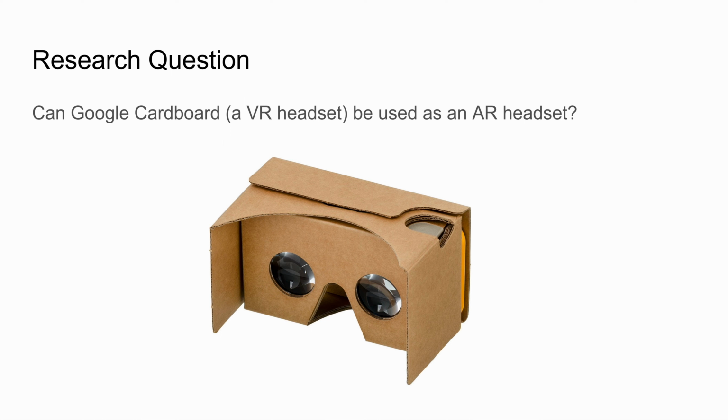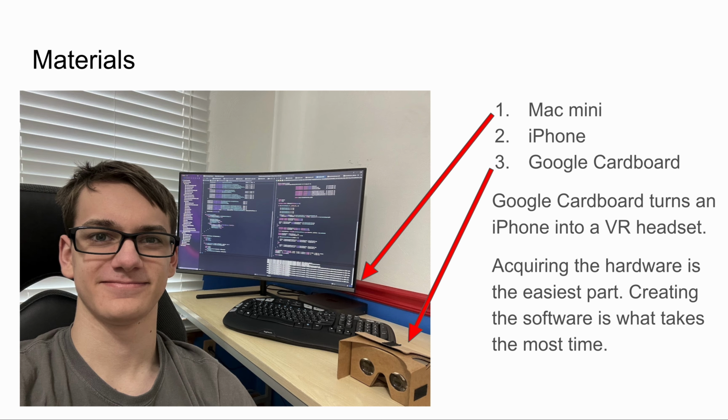Research question: can Google Cardboard, a VR headset, be used as an AR headset? Materials: Mac Mini, iPhone, and Google Cardboard. Google Cardboard turns an iPhone into a VR headset. Acquiring the hardware is the easiest part. Creating the software is what takes the most time.